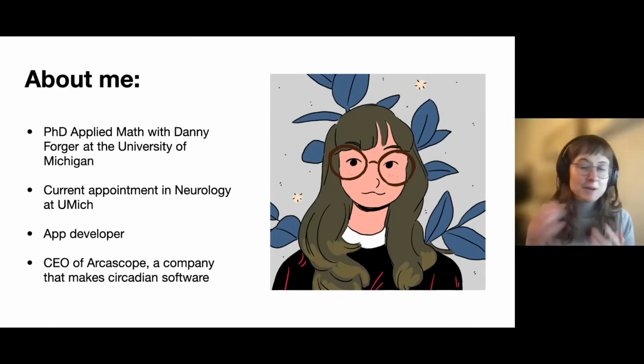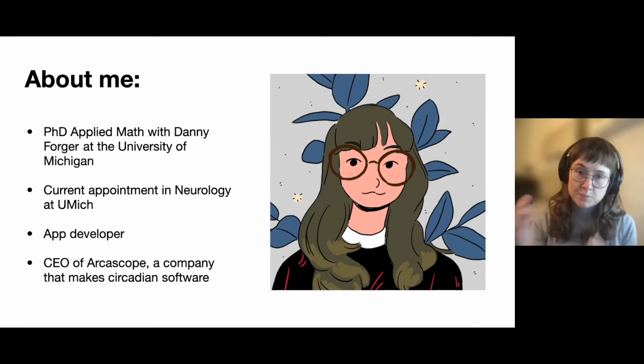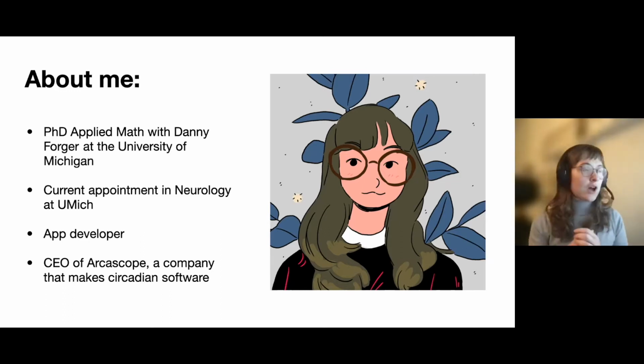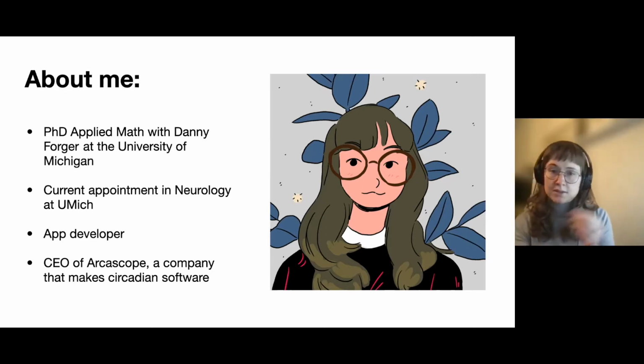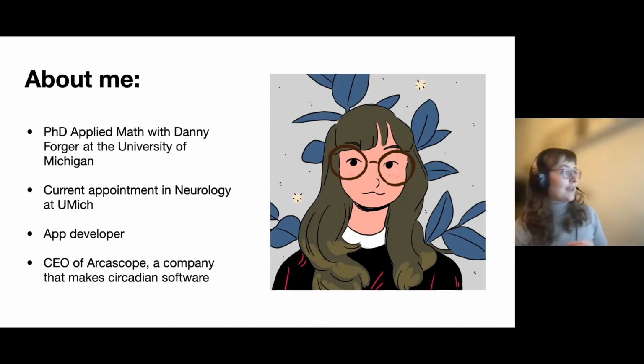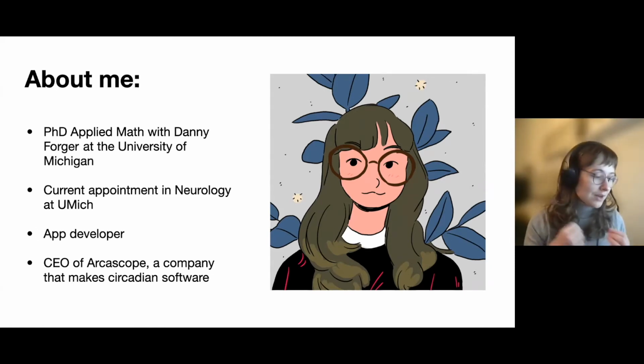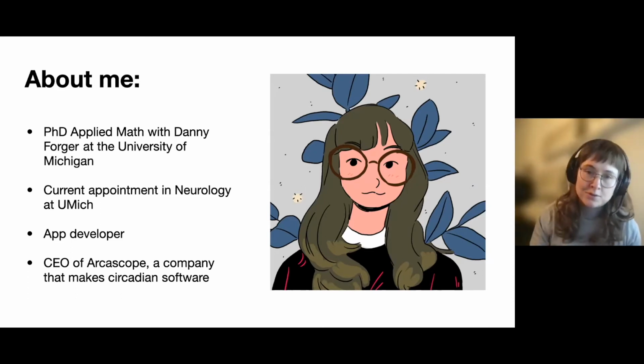A little bit of background on me. I did my applied math PhD with Danny Forger at the University of Michigan, and I'm currently appointed in neurology there. I'm also an app developer, but my day-to-day salary actually comes from a grant to my startup, Archoscope. So in terms of conflict of interest, that's my conflict of interest. Obviously keep that in mind in all of the slides I show you today, but I've got a couple at the end that explicitly reference my business, and I've marked those so you know when they happen.